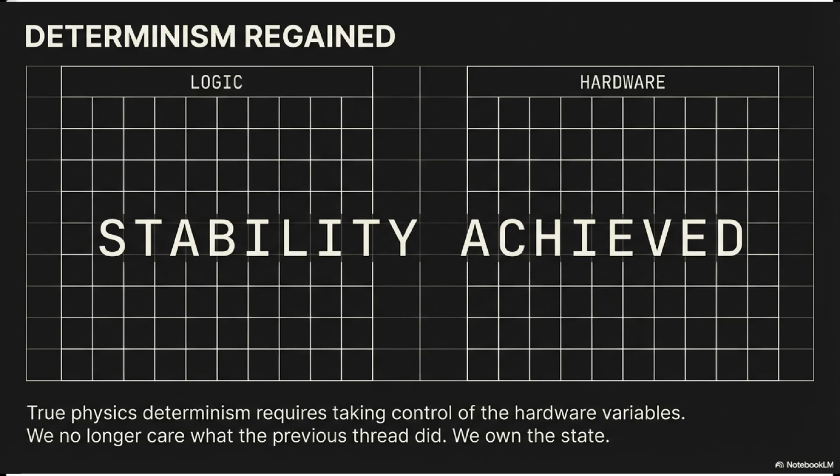And by following this simple contract, we've completely eliminated the root cause of the non-determinism. We're not trusting the OS anymore. We honestly don't even care what the last thread was doing. We own the state now. And that means we finally have true, reliable stability.